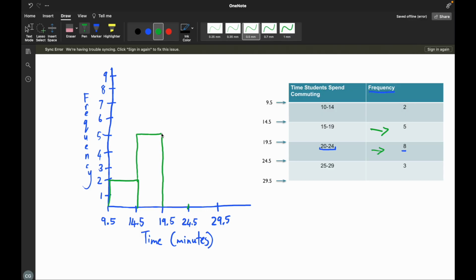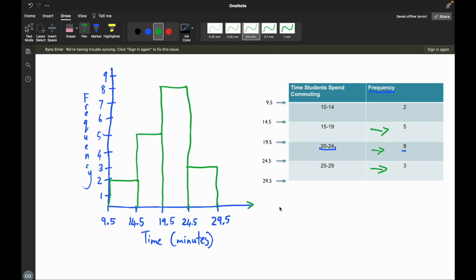So sometimes what I do is I just continue from this line since it's already there and go up to that 8. Come across. We could do better than that. So go up, come across. We got that. Okay. So then the last one now, 24.5 to 29.5, that goes to 3. So then I know here now is where my histogram ends. Does that make sense?